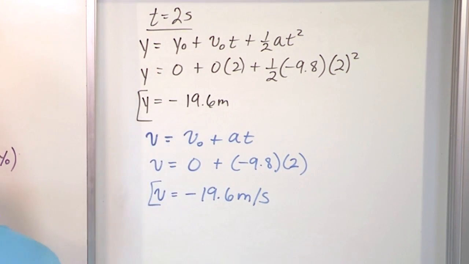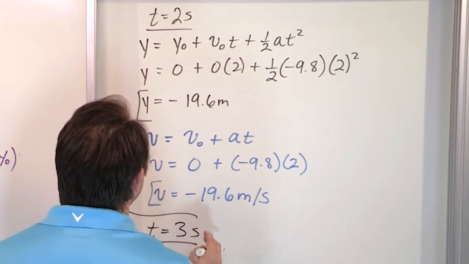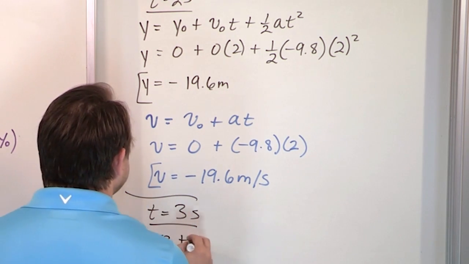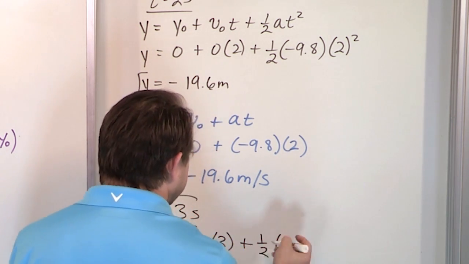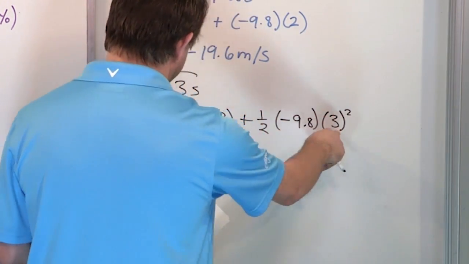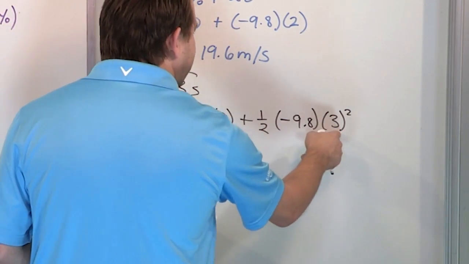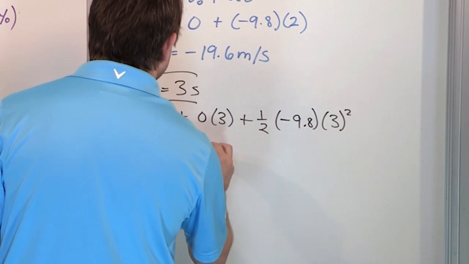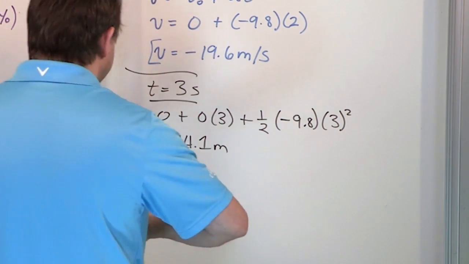So let's do the very last one, and that's going to be that at t is equal to 3 seconds, what do you have? We already have the equations written, so I'm not going to write them again. Y naught plus v naught times t plus 1/2 a, which is negative 9.8, times 3 squared, because that's time squared. Right? It's exactly the same calculation, so we square this, multiply by this, you get a negative. What do you get? 44.1 meters.